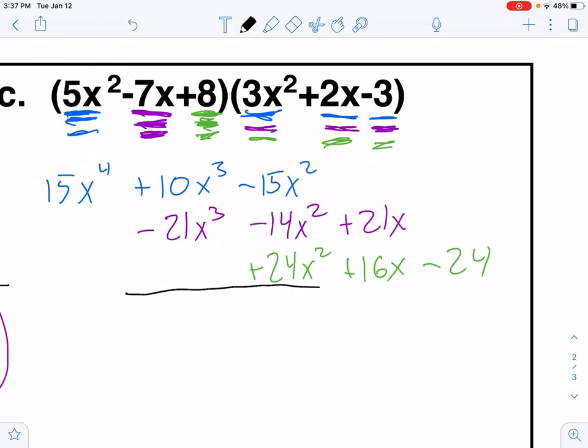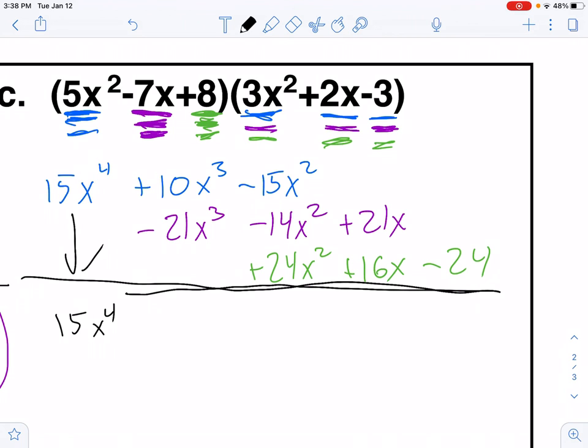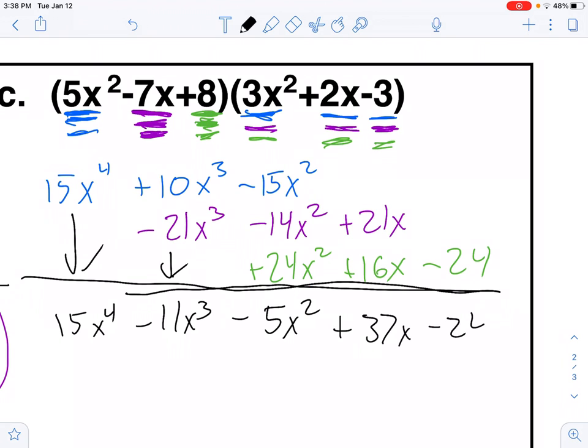And then all I have to do is add my blue, purple, and green together. So my blue, my purple, and here we're just taking care of the numbers. My green, just all 3 of those together. And then these 2 together, which will be positive 37, and then negative 24.